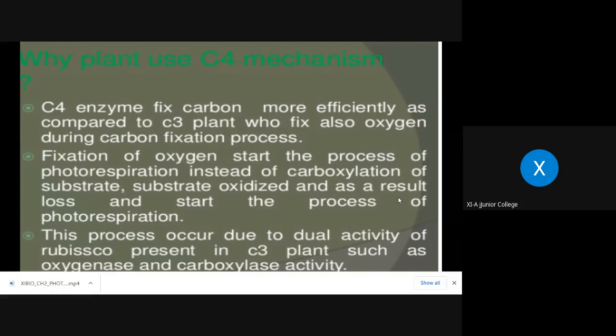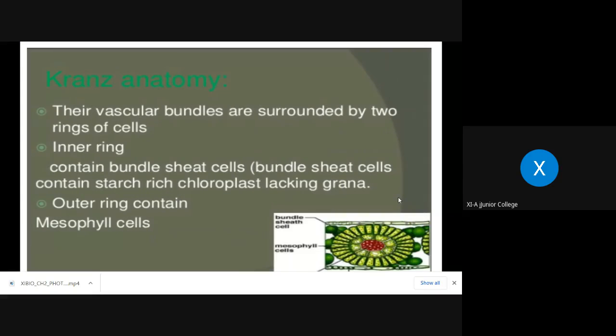So an alternative pathway is followed by C4 plants, where they show special anatomical features, and that is called Kranz anatomy. Now their vascular bundles are surrounded with two rings of cells. Now see here in this diagram, you can see in your textbook also, you can open the text, whatever the page number. What is your page number? 146.